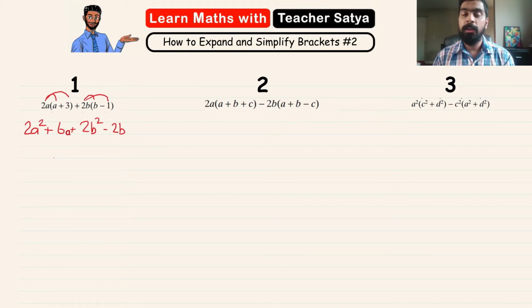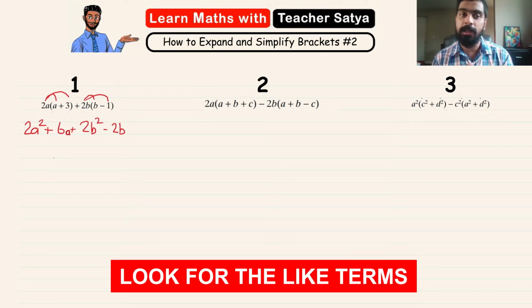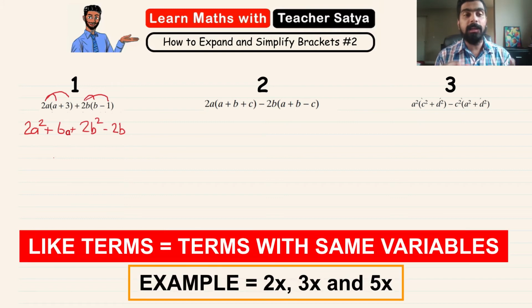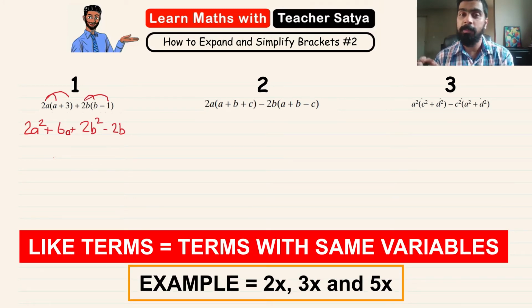Alright guys, now after we have expanded the bracket, the next thing we are looking for is if there are any like terms. Now if we take a look at this, there are no like terms, therefore this would be our final answer. And if you don't know what like terms are, they are terms with the same variables.